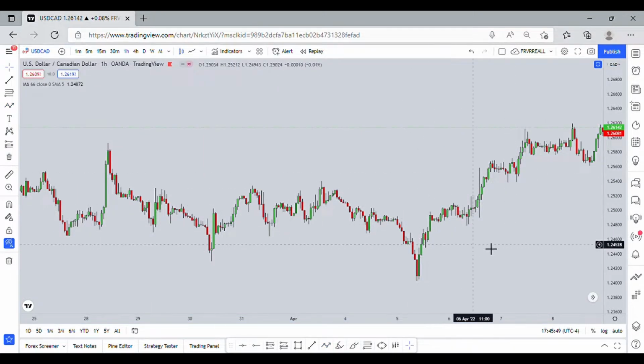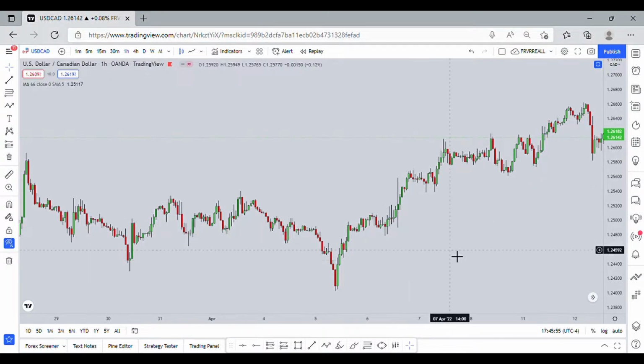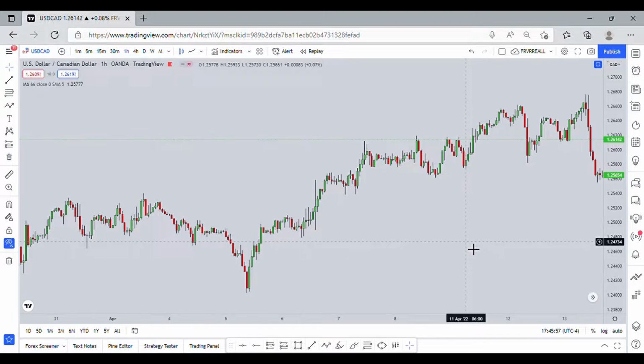So you've got to be mindful of that. That's why it's way better to follow the trend, right? When we talk about a trend, there are two types of trends. There is an uptrend and then there is a downtrend.